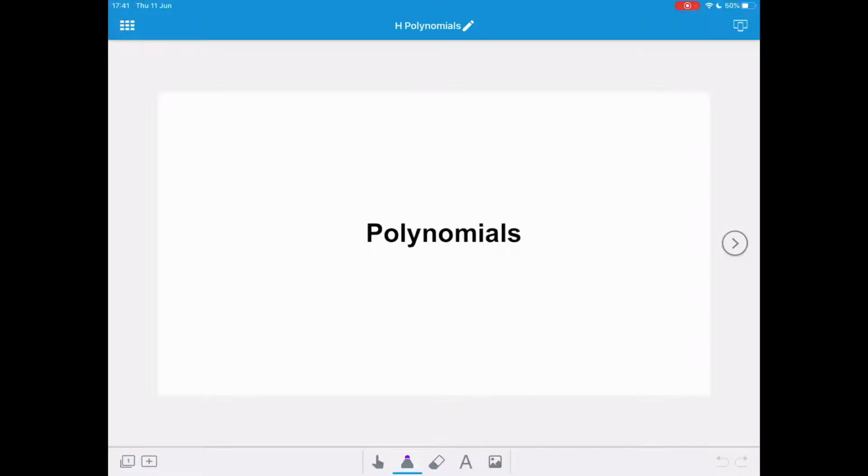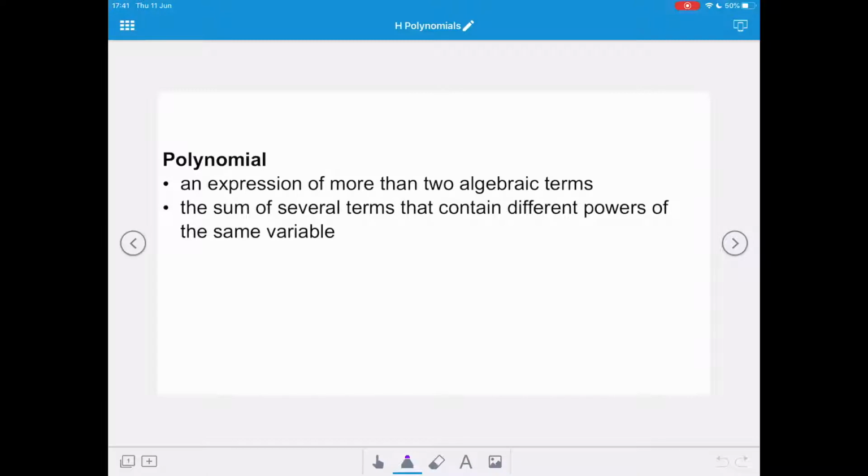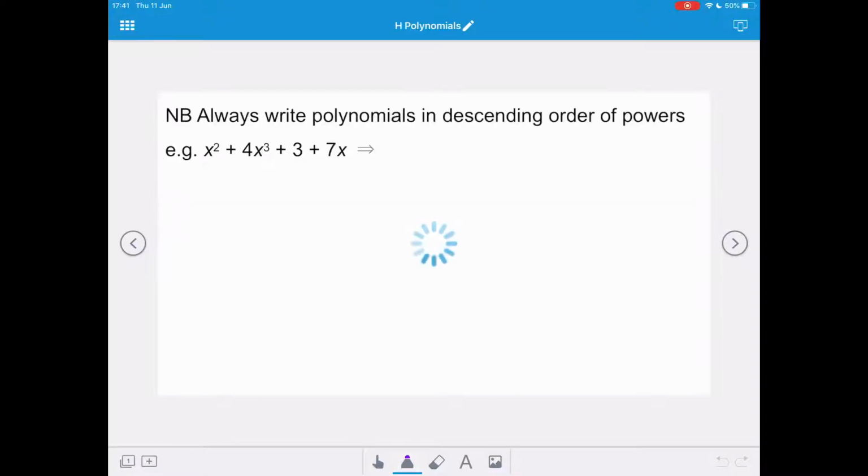This video introduces polynomials. Now, a polynomial is an expression of more than two algebraic terms, and it's the sum of several terms that contain different powers of the same variable. The powers must be whole numbers, and the powers cannot be negative or fractional. The polynomial can be expressed in factorized form because you can expand it to get the polynomial.